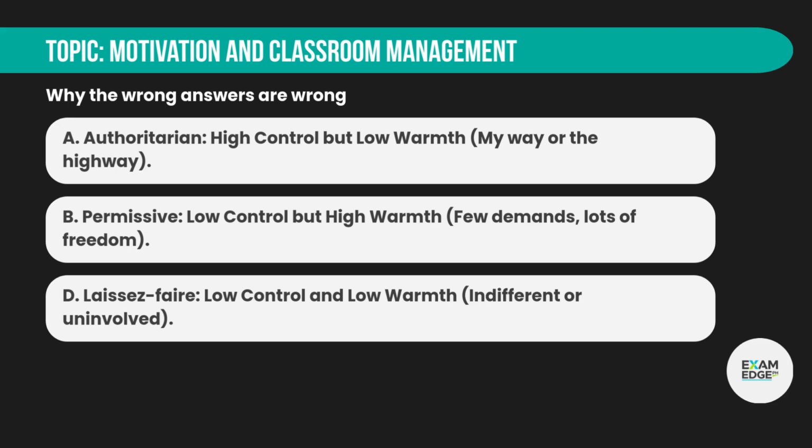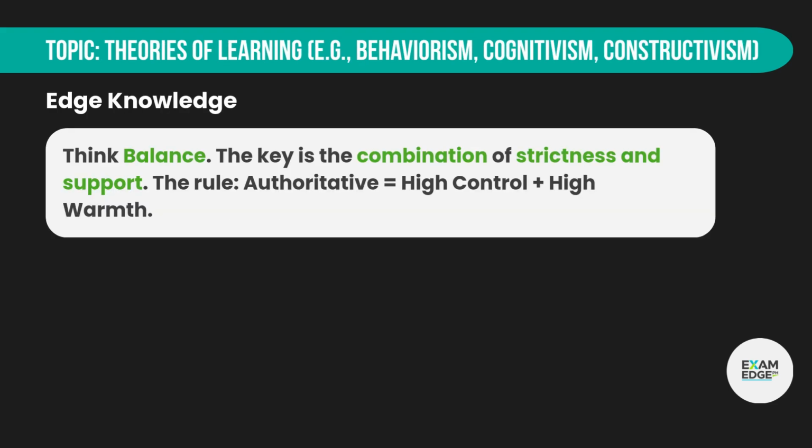B. Permissive: low control but high warmth, few demands, lots of freedom. D. Laissez-faire: low control and low warmth, indifferent or uninvolved. Edge knowledge: think balance. The key is the combination of strictness and support. The rule: authoritative equals high control plus high warmth.